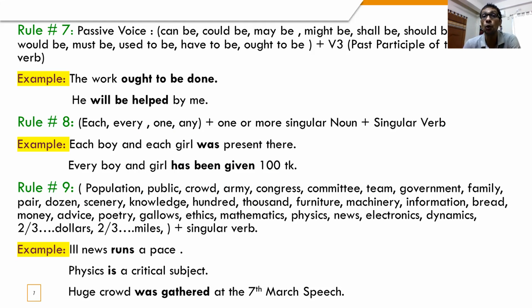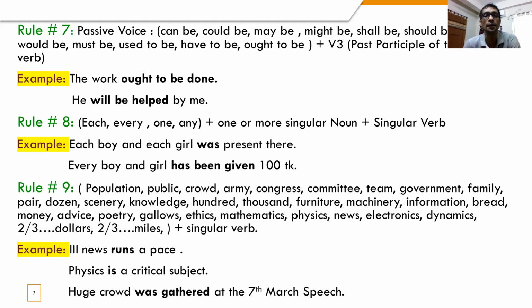So there is no denying the fact that when you use the be verb, it will be followed by the past participle of the main verb. So rule number 8 now. Each boy, each, every, one, or any is followed by one or more singular nouns. If they're followed by one or more singular nouns, they will be followed by a singular verb. So, of course, that must be borne in your mind.